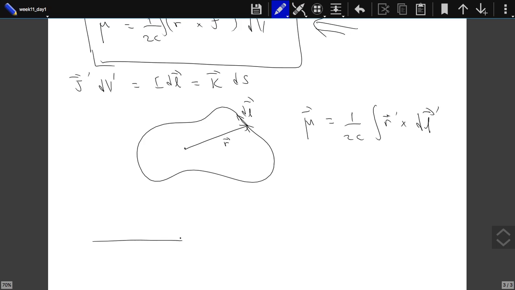But you see, if you have this vector and this vector, let's say this is A, this is B. Let's consider this triangle. Or we can even consider this triangle.